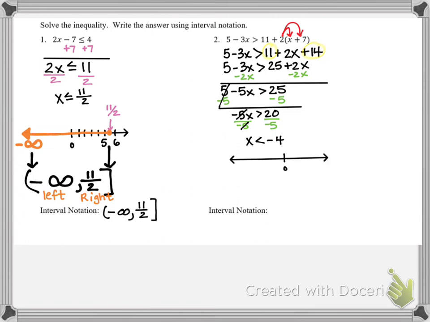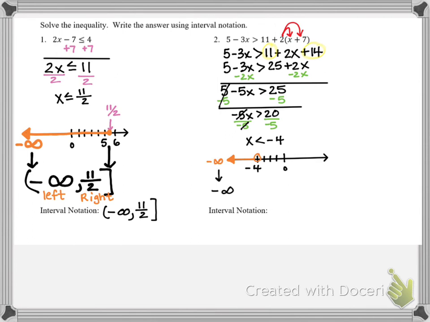So let's put it on a number line. Let's plot -4. Now, since I'm just less than -4, I'm not including -4. I denote that by having an open circle on my graph. And then I want to shade everything that is less than -4. That is everything to the left of -4. So again, we're going towards negative infinity.